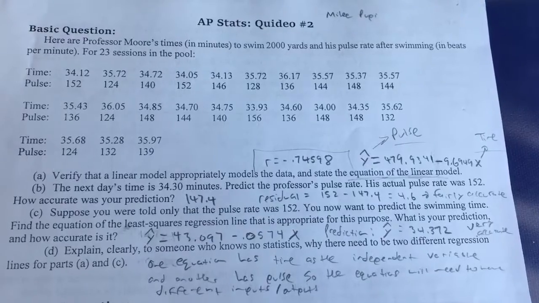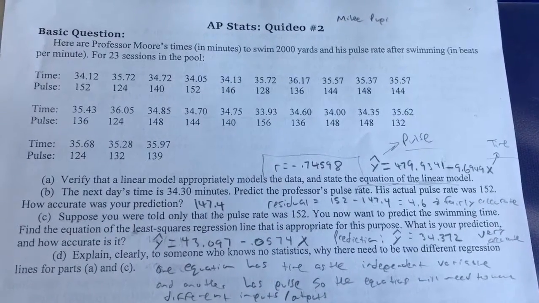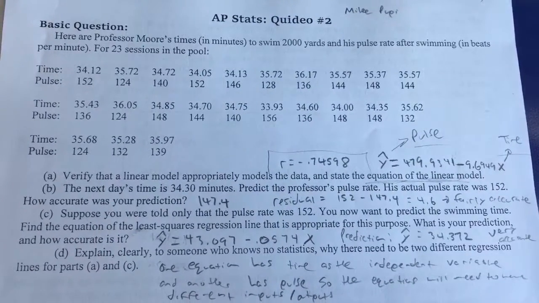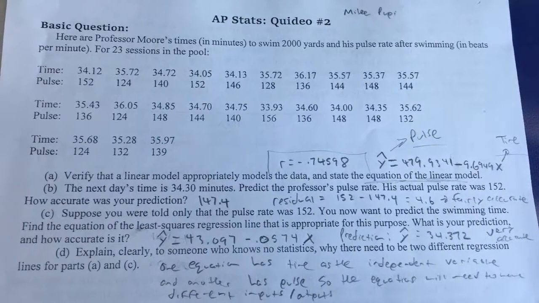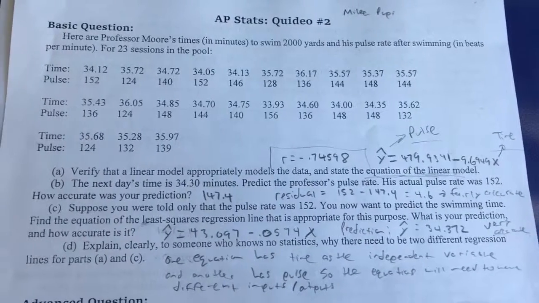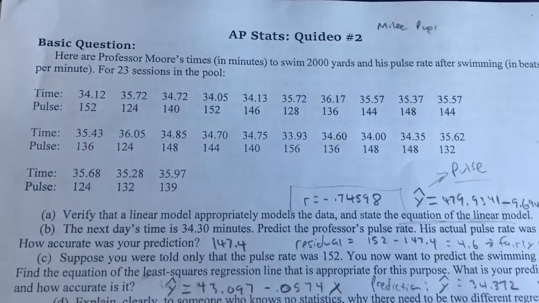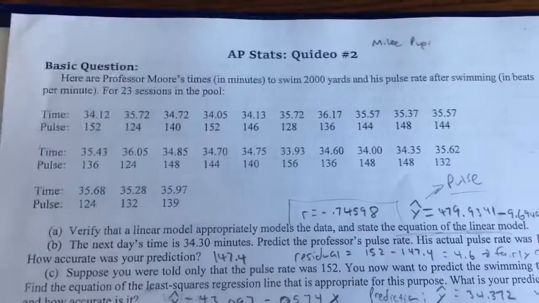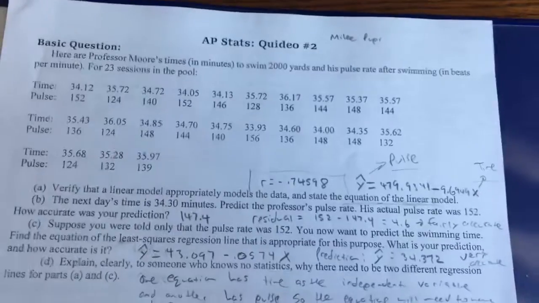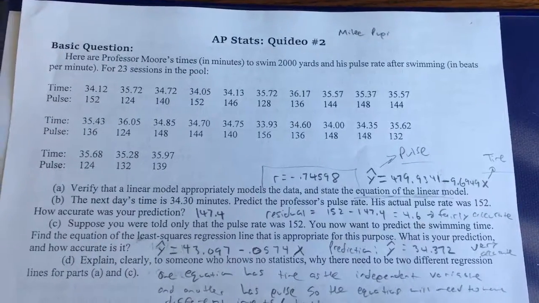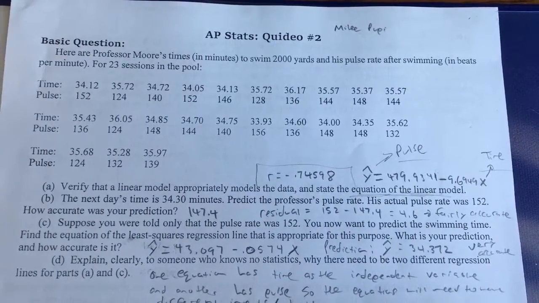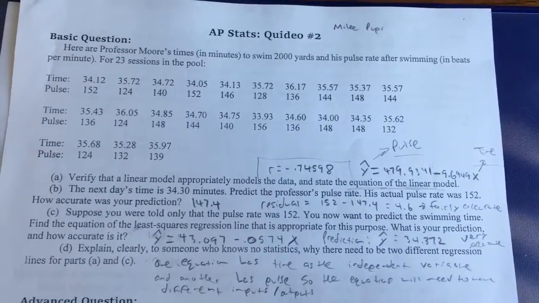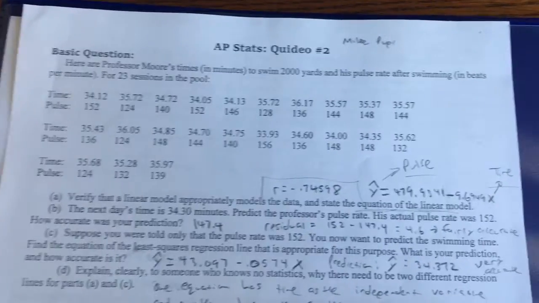So we are given various times that it took Professor Moore to swim 2,000 yards, and his pulse was recorded after each swim. So we have the data of the various times and pulse rates right here. The first thing that the problem is asking us to do is to verify that a linear model appropriately models the data, and then we are asked to state the equation of the linear model.